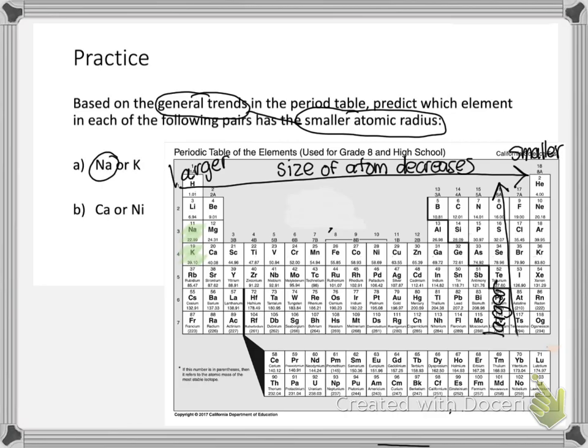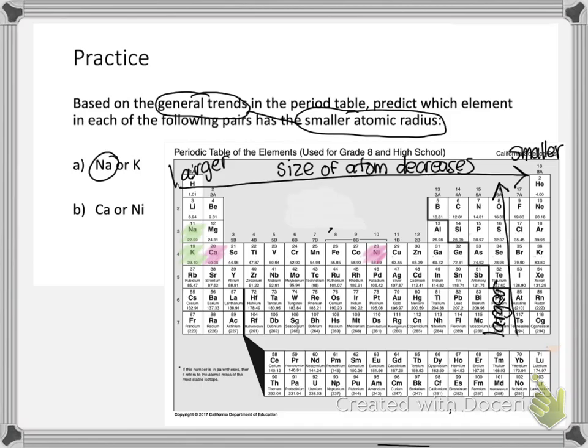So the next one, let's take a look. We'd have to find them. We're not worried about the numbers. We're not Googling, we're just using the trend. So we have calcium and nickel. Now, in the previous slide or two when we started, the textbook left out the transition elements. But here now they have a question that includes it. So again, they've just told us to use the general trends.